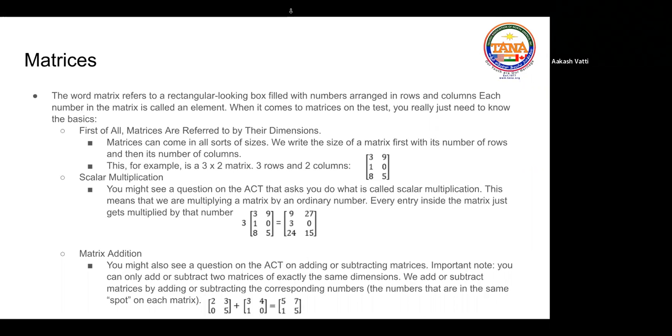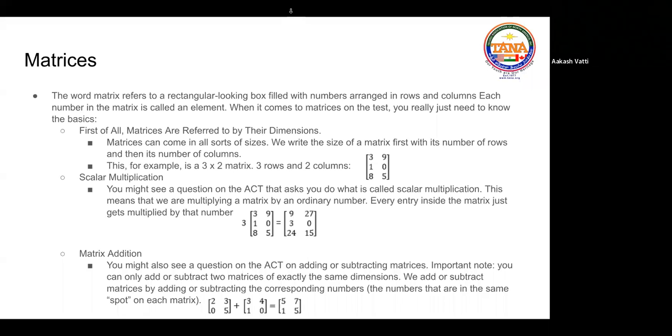I am pretty sure you'd learn a bit of matrices in Algebra 2. I know for sure you learn them in pre-calc and calculus as well. You will need to know it, but I'm not entirely sure if Algebra 2 has it. So yeah, we add or subtract matrices by adding or subtracting the corresponding numbers, the numbers in the same spot in each matrix.